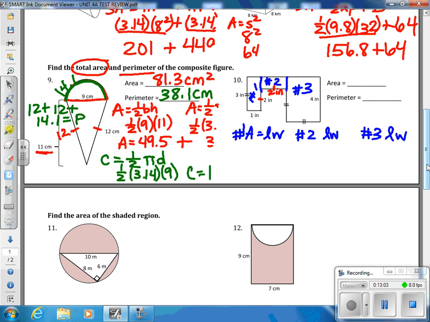Then go and find the 2 hash marks. Over here, there's a 2 hash mark, and it tells you it's 3. So here's a 2 hash mark. That means this one has to be 3 inches. And then there's a 2 hash mark down here, which means this has to be 3 inches.